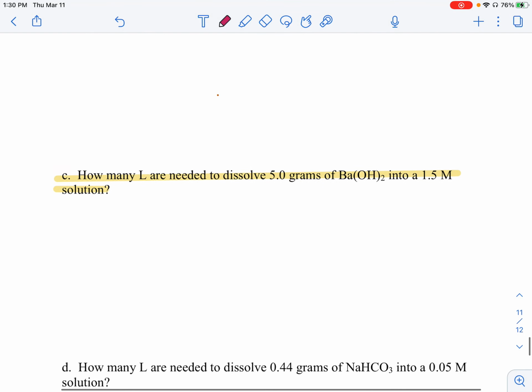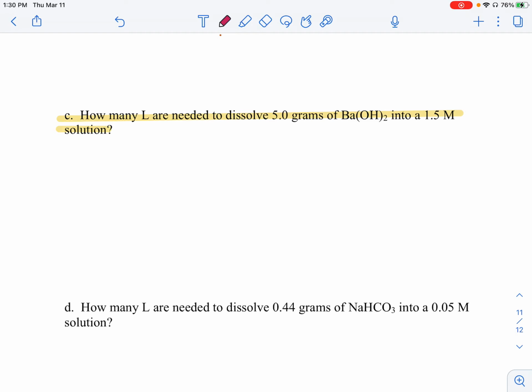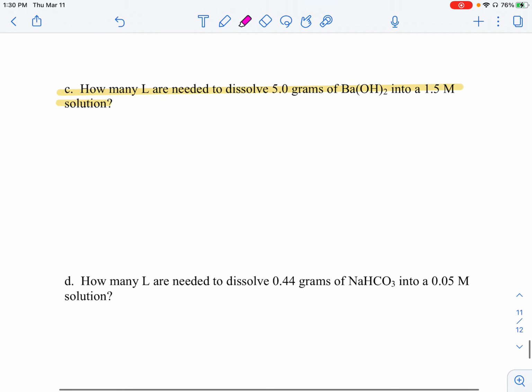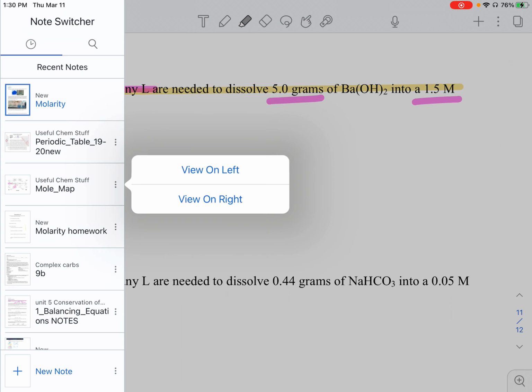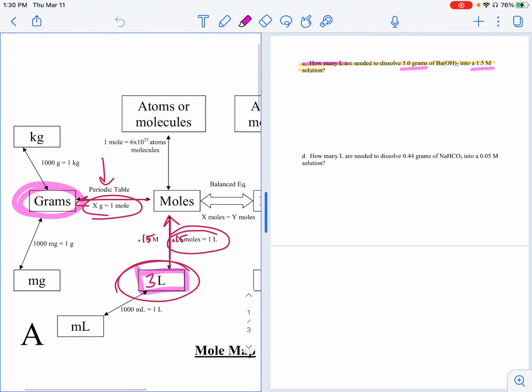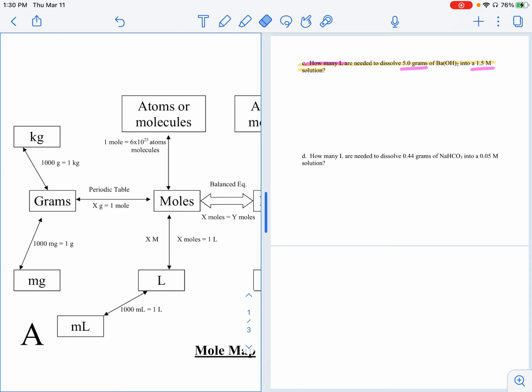Okay. Last one we'll go through for the day. This one wants how many liters. It gives me 5.0 grams and it gives me 1.5 molar. Go back to my mole map. If you haven't noticed a pattern yet, you might want to rewatch the video. We're just going to the mole map. Where are we starting? Where are we stopping? Laying out our equalities gets us there every time.